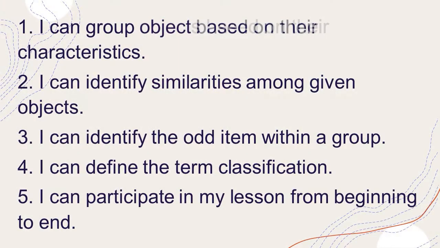So we know what kind of questions we'll be focusing on for this lesson. But how will we know that we are successful? You will know that you are successful when you can honestly say yes to these I can statements. Number one, I can group objects based on their characteristics. Number two, I can identify similarities among given objects. Number three, I can identify the odd item within a group. Number four, I can define the term classification. And number five, I can participate in my lesson from beginning to end.